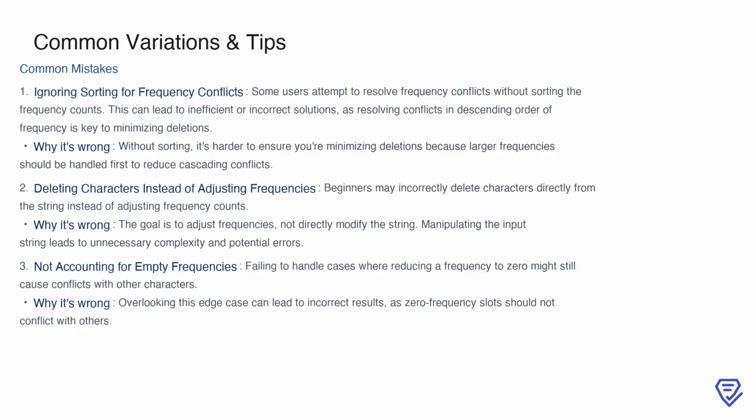Sorting in descending order ensures you're addressing the largest frequencies first, which minimizes the number of deletions needed. Another frequent mistake is deleting characters directly from the string, rather than adjusting the frequency counts. The goal is to manage the counts themselves, not manipulate the input string, as modifying the string introduces unnecessary complexity and potential errors.